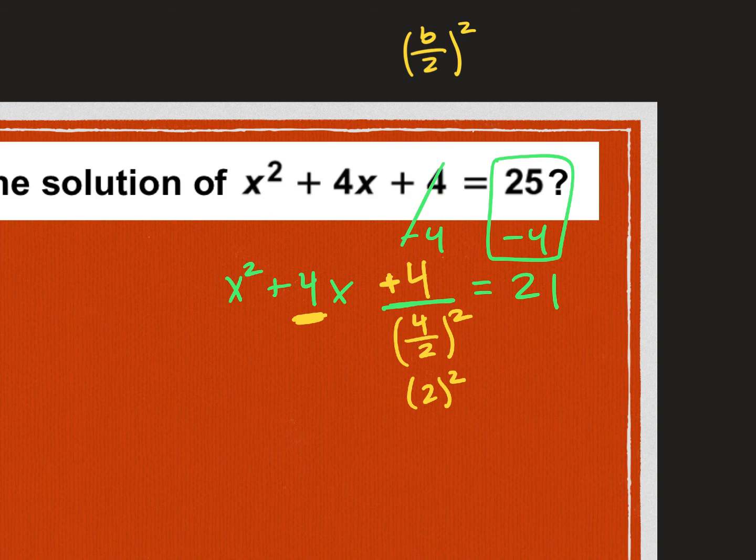So since I'm adding 4 on the left side, I also have to add 4 on the right side too, just to keep my equation balanced. So since I'm adding 4 here, I have to add 4 on the right side. Kind of, yeah. It just so happens here that they use 4 a lot.